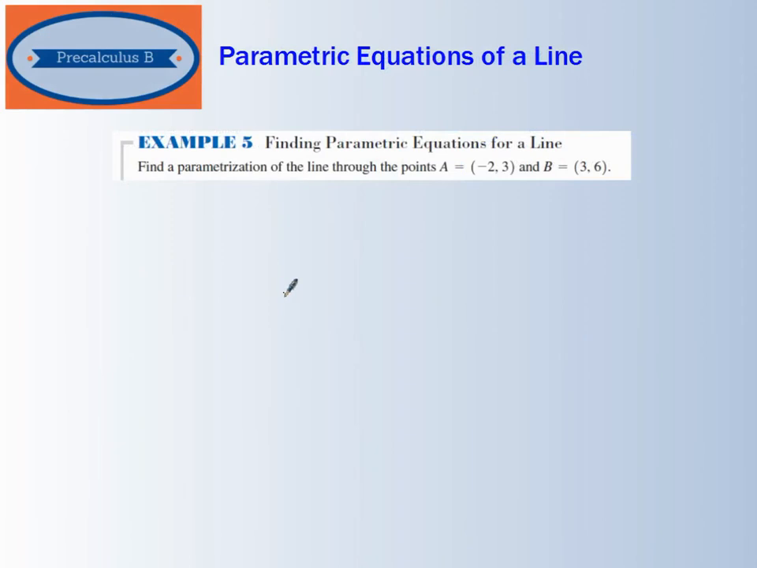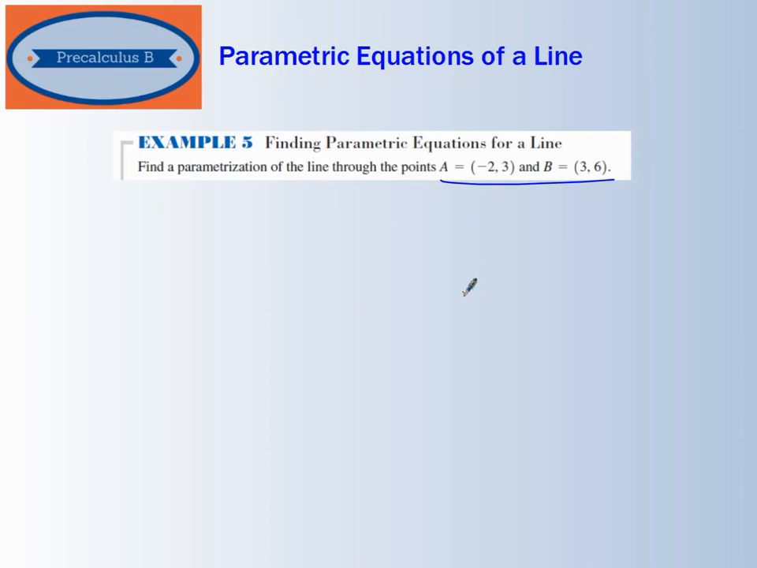Now, what if I were to tell you that we have a line that goes through points A and B, and I want to determine a parametric equation for that line? This all of a sudden becomes a little bit different because now we're taking something that we know how to do linearly, and we're saying, well, how would we go about doing this with a parametric? What do you think you might do? Where would you begin? Think about it for a second, and then we'll go over it.